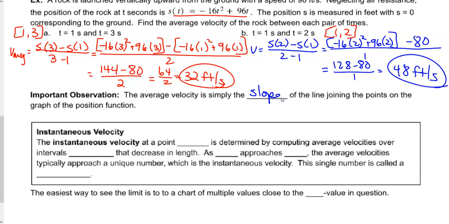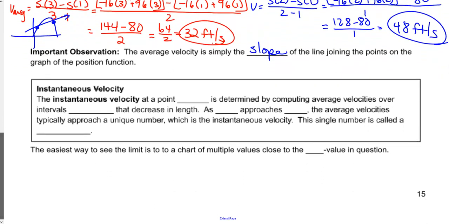All right, now, an important observation here is that the average velocity is simply just the slope of the line that joins the points on the graph of the position function. So we're talking about here a projectile, and if you were to actually graph that, you would end up having something that goes up and comes back down. And so from 1 to 2, or from 1 to 3 seconds, I'm not exactly sure on this one. I'd have to find exactly where they're at. I could have that as my 2 points, and so what I'm looking at is just the slope between those 2 points.